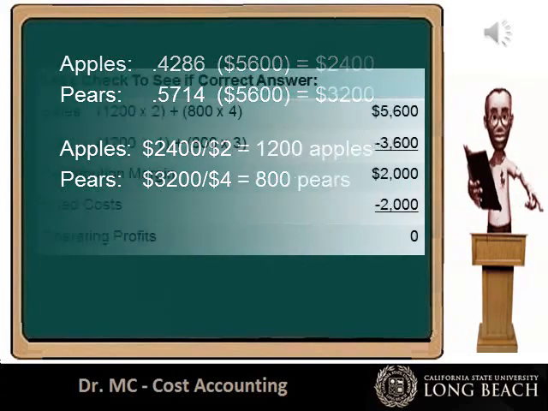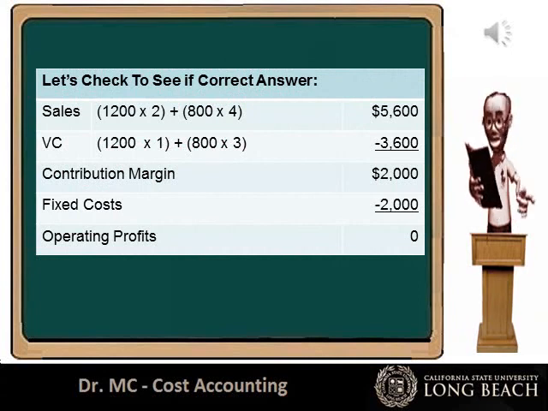We can construct an income statement for our firm using the prices, variable costs and fixed cost given previously. As you can see, the income statement confirms that our company will break even if it sells 1,200 apples and 800 pears.